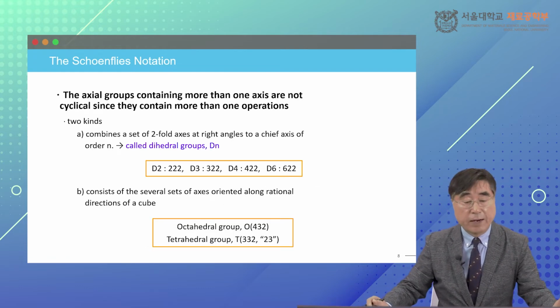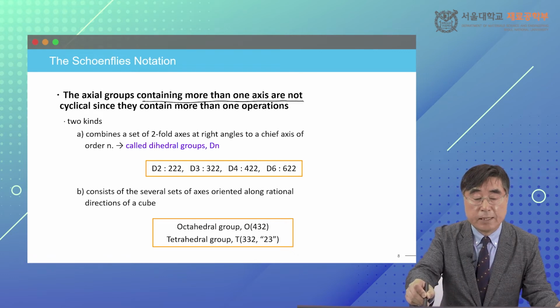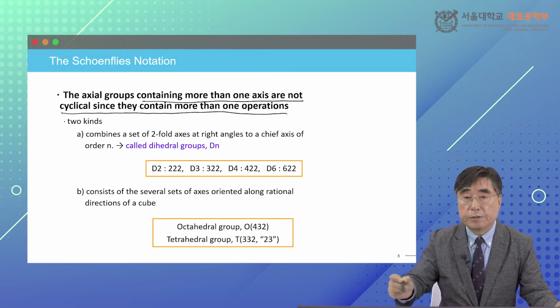And now he defines the axial groups containing more than one axis as not cyclic, since they contain more than one operation.